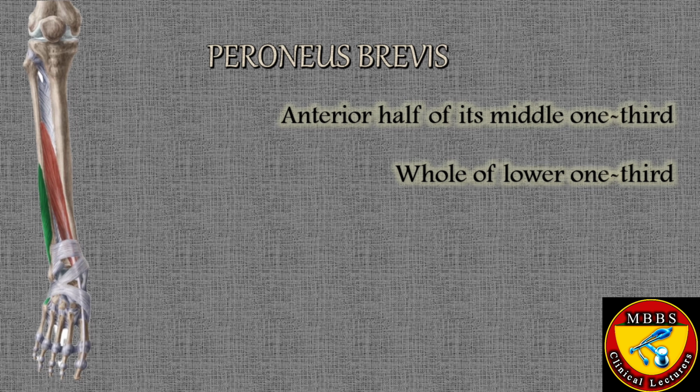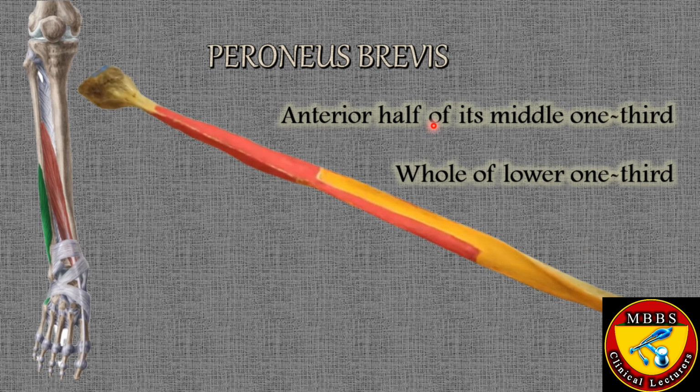Now we have the peroneus brevis muscle. The peroneus brevis muscle will take origin from the anterior half of its middle one third and the whole of the lower one third. The posterior half of the middle one third plus the whole of the upper one third is the origin of the peroneus longus muscle. So this is peroneus longus and this is peroneus brevis muscle.